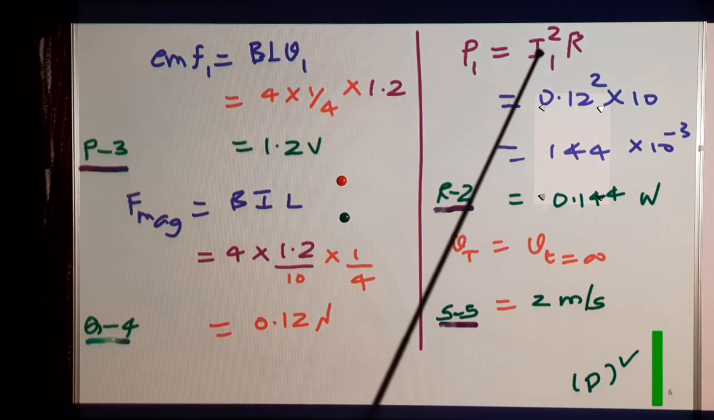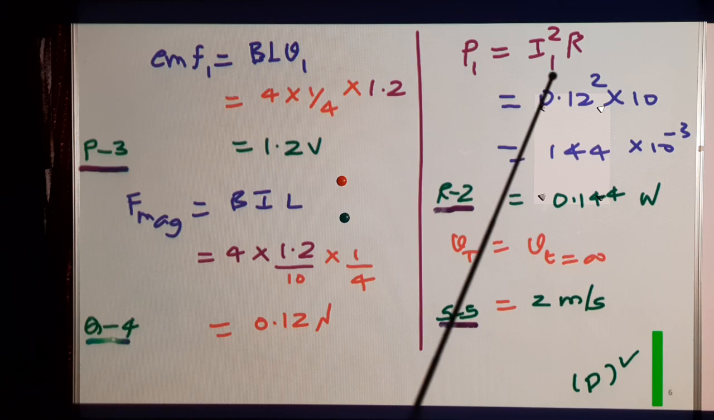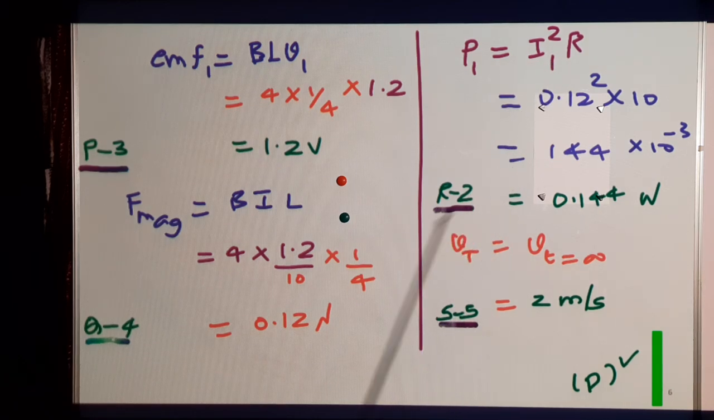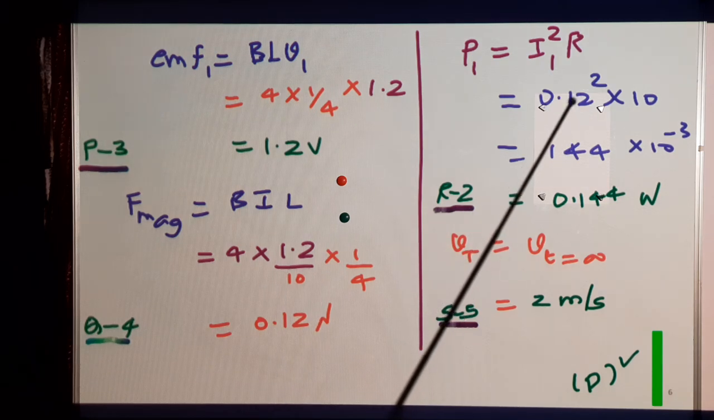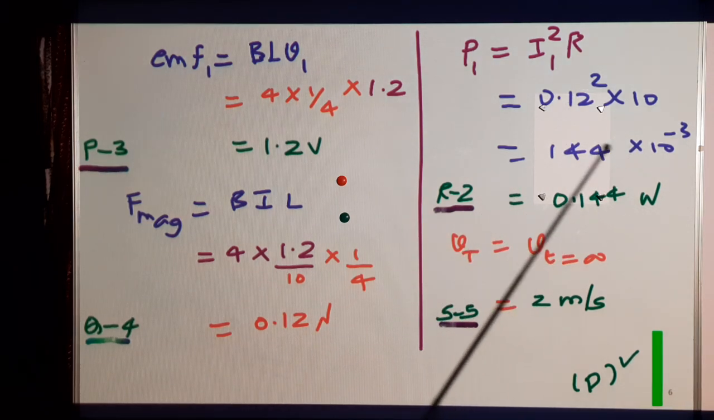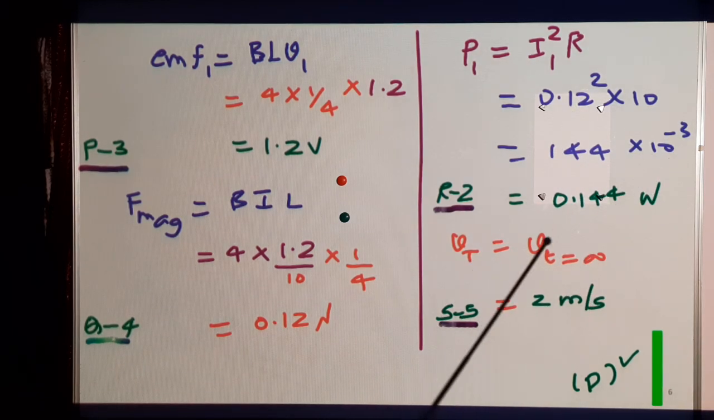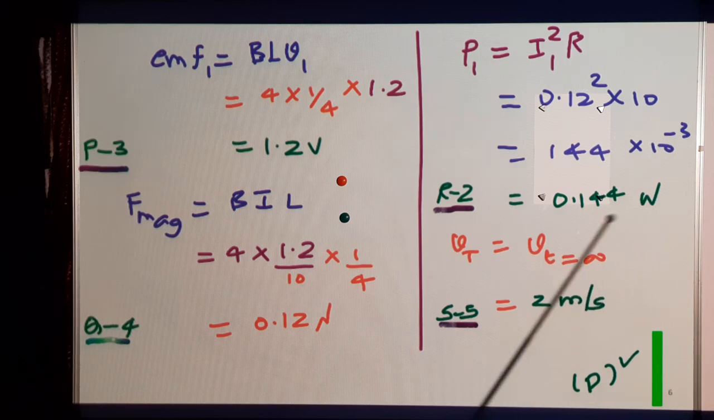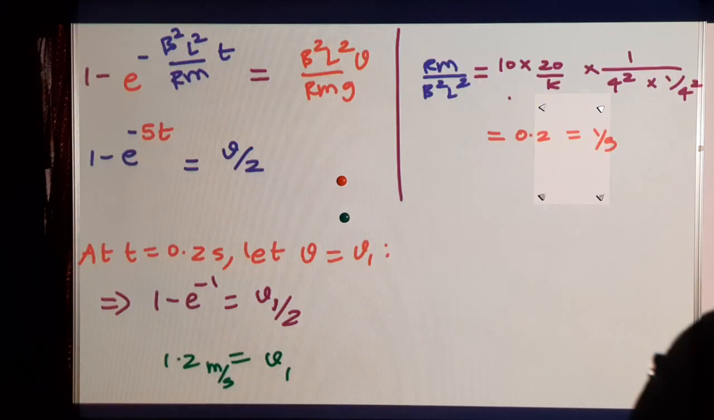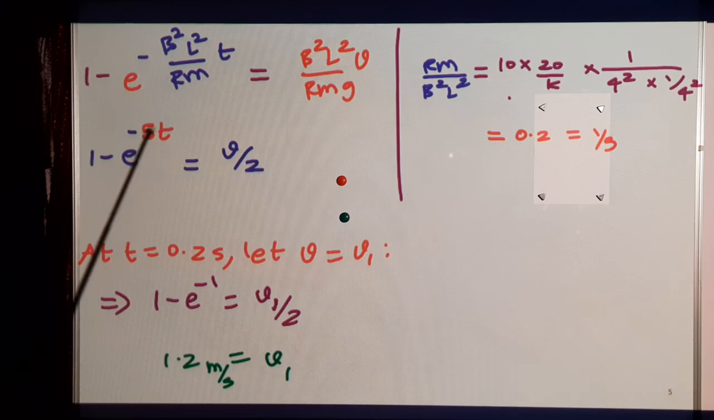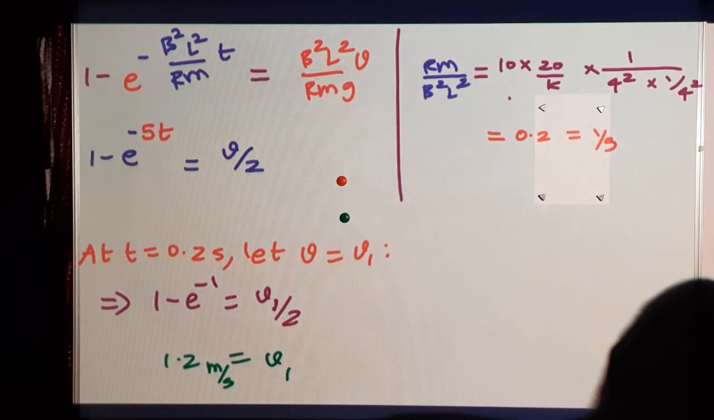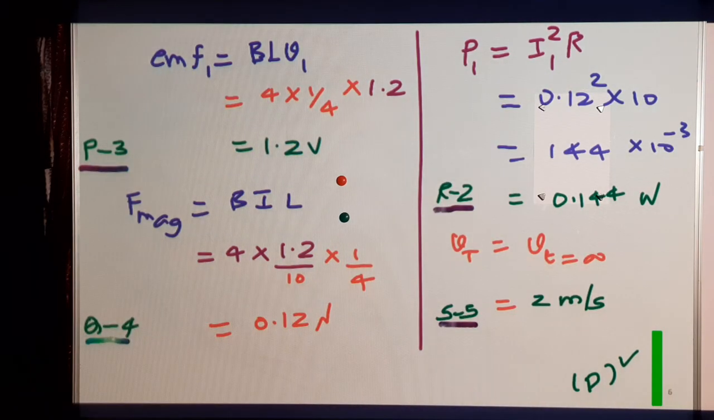Power dissipated is the ohmic heating. I square R at the instant 1. So it's I1 square R. And I1 is 1.2 by 10. So 12 square is 144. So 10 to the minus 4 will come from here. So it will become 10 to the minus 3. 0.144 watts. So R and 2 is a match. Terminal velocity at time infinity. So in the velocity expression, put t equal to infinity. So this term will go. So v equal to 2. So correct option D.